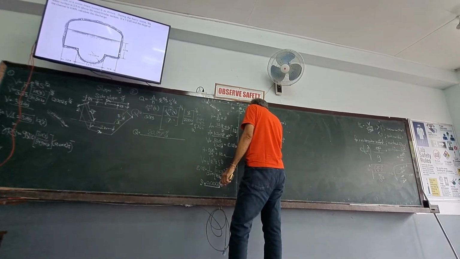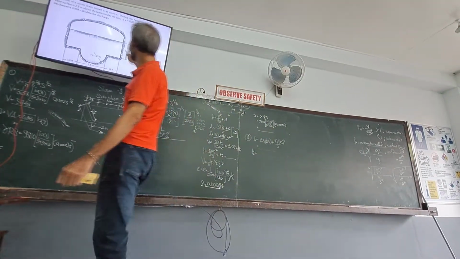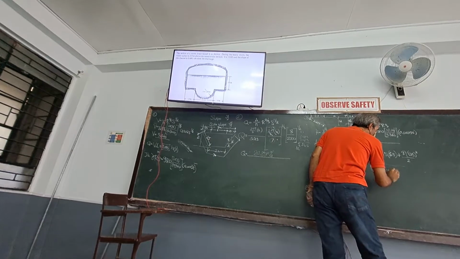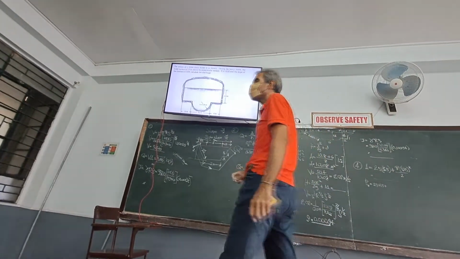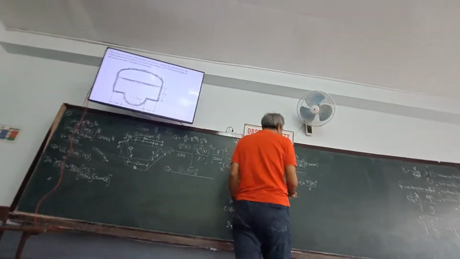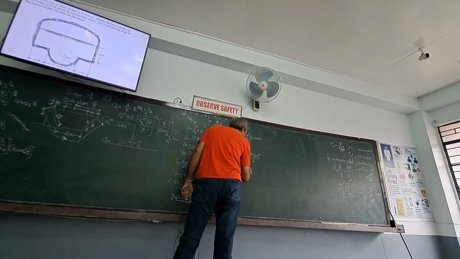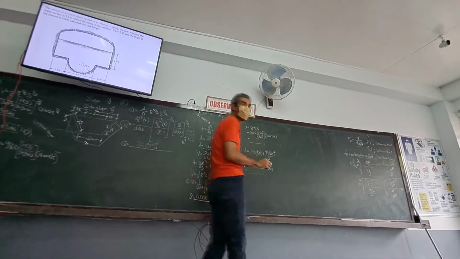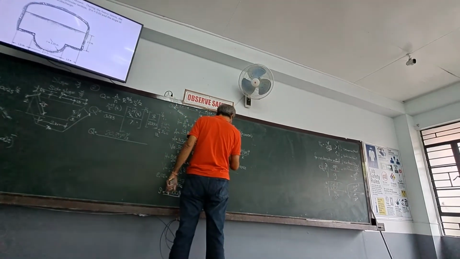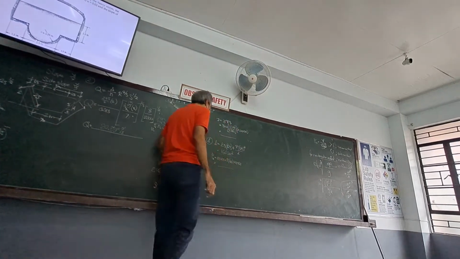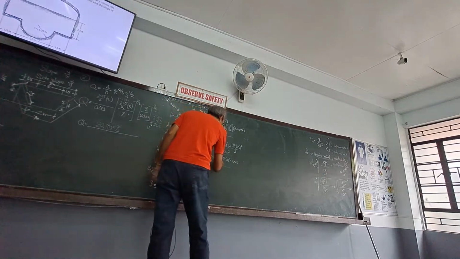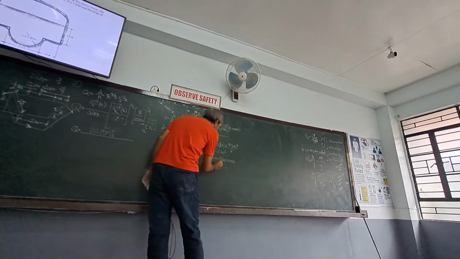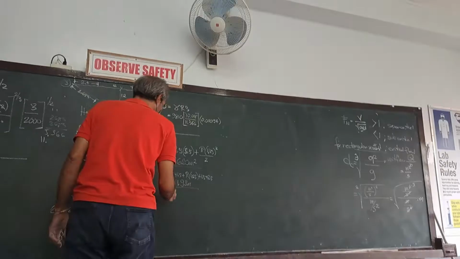And then the wetted perimeter is 2.5 plus 1.5, both times 2, plus pi d over 2. The area comes to 16.2 and the wetted perimeter is 11.93 meters.